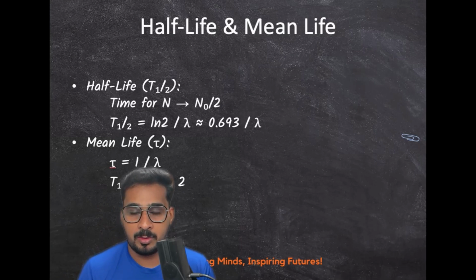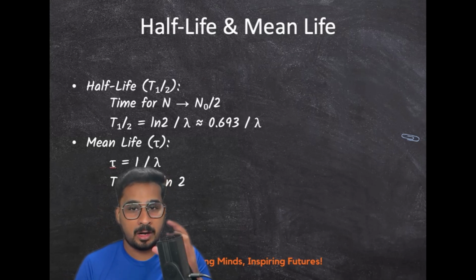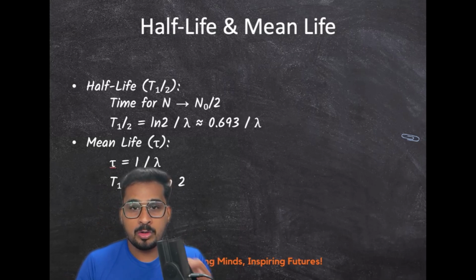A very, very important thing to understand is the half-life and mean life. Half-life means the amount of time it takes to decay to half the initial value. Initially, let us say 100 nuclei are there. What is the time it takes to go to 50? That is called the half-life. So how do we derive the expression for half-life?